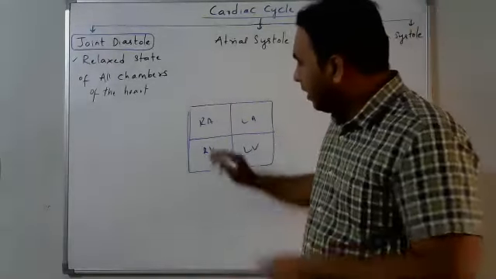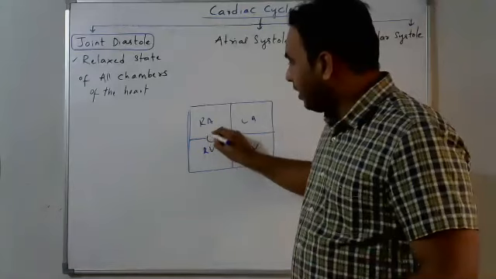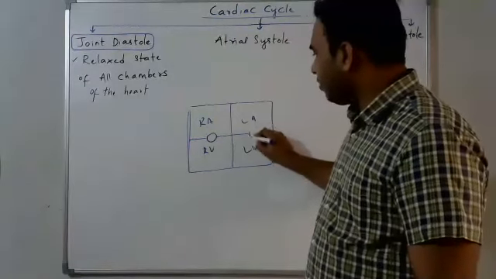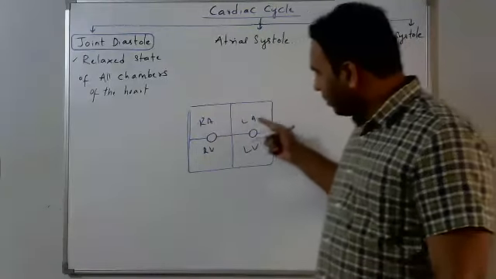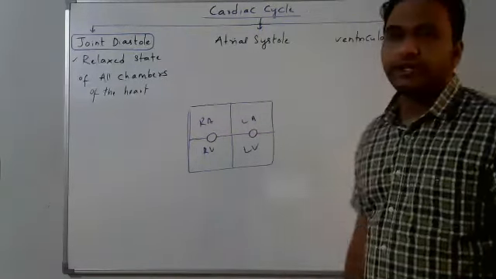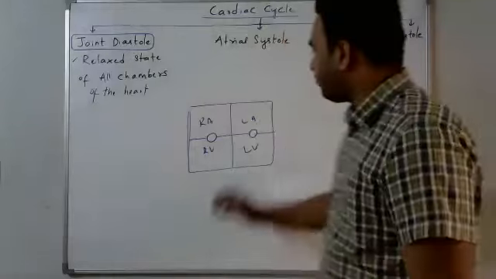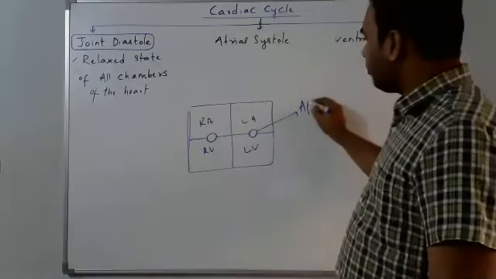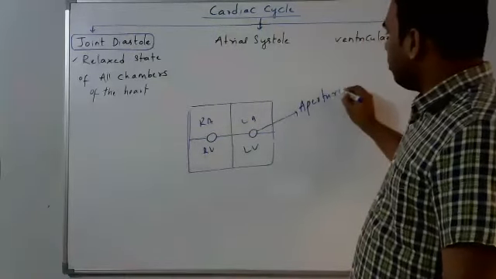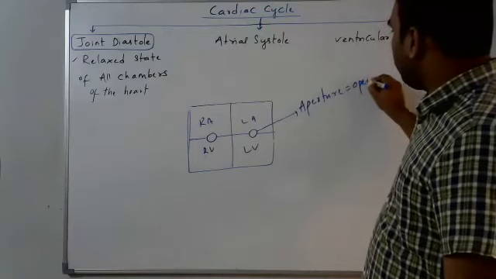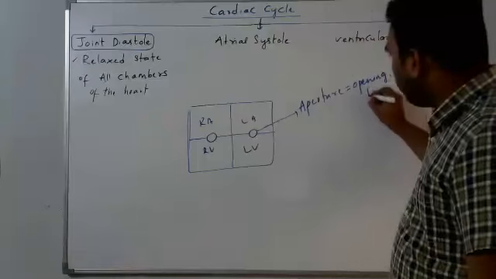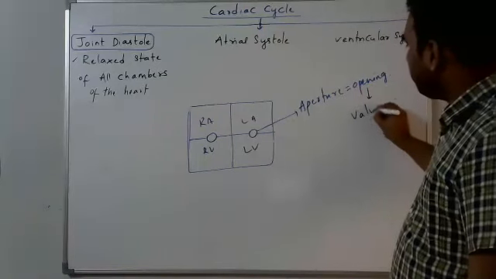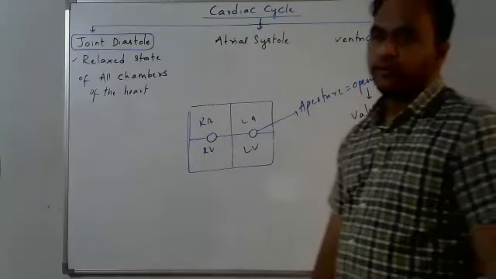Here there is an opening, an aperture. Here also there is an opening that is called an aperture: the right auriculoventricular aperture and the left auriculoventricular aperture. Aperture means opening. These openings are provided with valves.